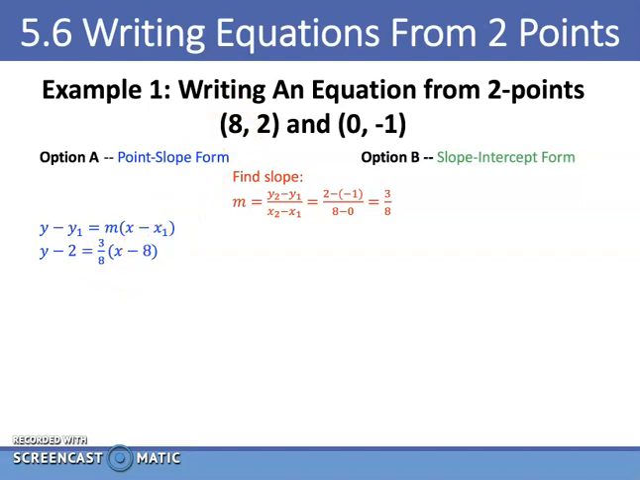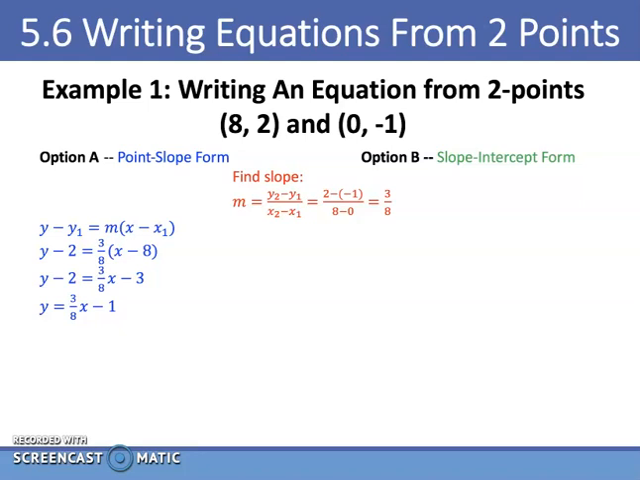Now we use the distributive property. We get y minus 2 equals 3/8 x minus 3. 3/8 of -8 is a -3. Now we add 2 to both sides, and we get y equals 3/8 x minus 1. Done. We are done. We have calculated the equation.